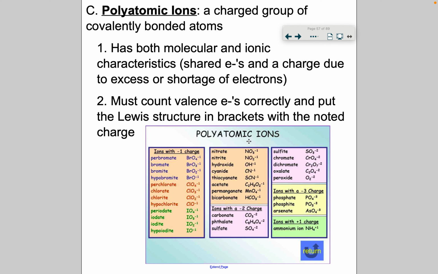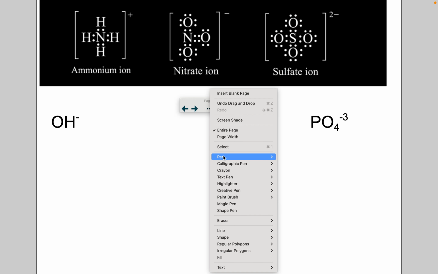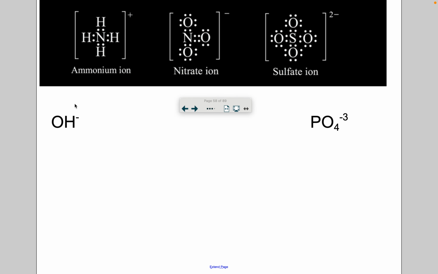So here is a table, and your book also has a table of polyatomic ions, so you'll need to reference that. These are your ions with a -1 charge, and then we go down to ions with -2, -3, and +1. Now this table is not complete. It doesn't have all of them. Okay, so let's just do some examples here and show you what's going on.